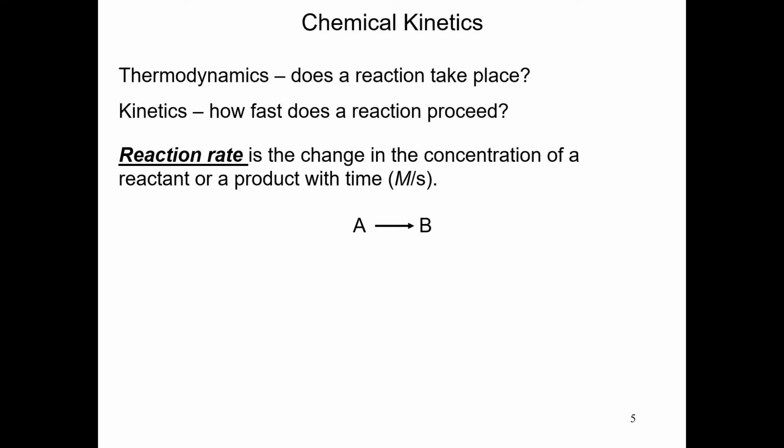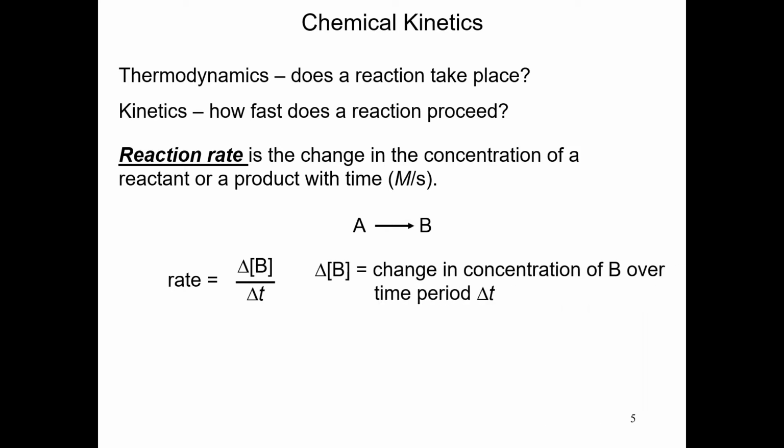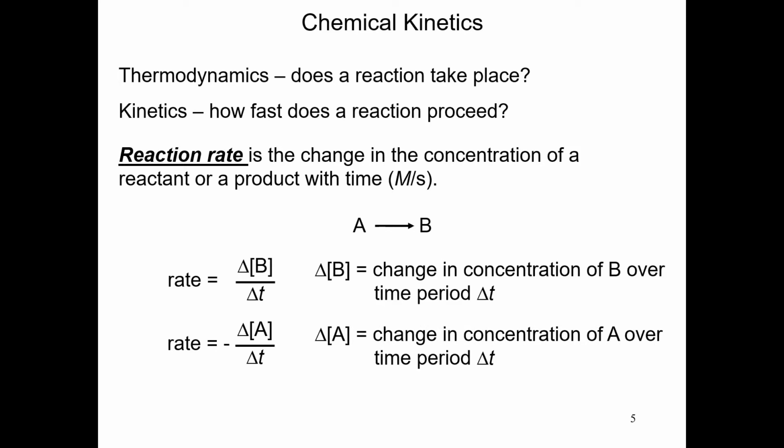One way of describing the rate is by saying that the rate of the reaction is this, delta [B] over delta t. In this case, delta [B] is the change in the concentration of product B over a time period delta t. Typically the concentration in molarity, the time period in seconds. Now, look at this description of the rate. In this case, we are describing it in terms of delta [A], which is the change in concentration of A, again, over this time period delta t.